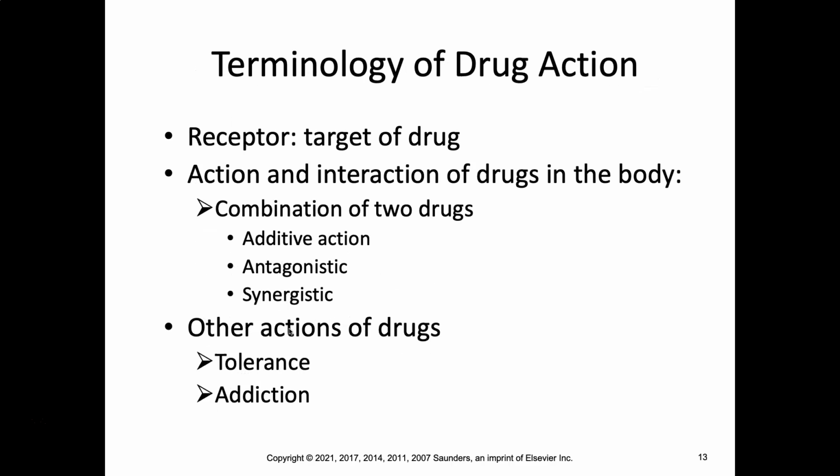Terminology of drug action. This is on page 828 in your book. It has some really good definitions for here, and I'll go ahead and read them as we go through. A receptor is a target of a drug. So when a drug enters the body, it produces its effect by interacting with a specific target or receptor. The drug may cross the cell membrane to reach its intracellular receptor, or it may react with a receptor on the cell's surface. The dose of a drug is the amount of drug administered, usually measured in milligrams or grams.